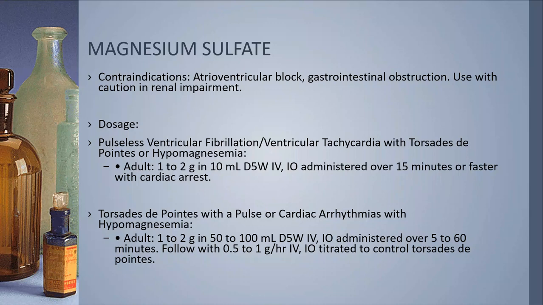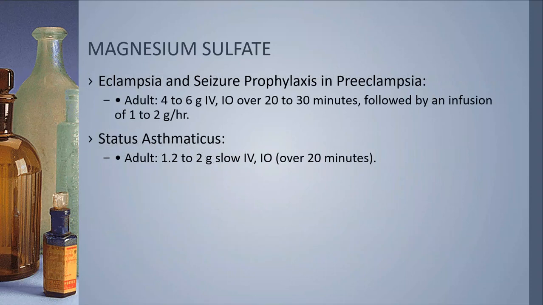You can also give that in normal saline, and we're going to give that over 5 to 60 minutes. What I would tell you to do is to split the difference there and give it to your patient over about 30 minutes. For eclampsia, this is a condition in which our patient now begins to have seizures as a result of toxemia of the pregnancy.